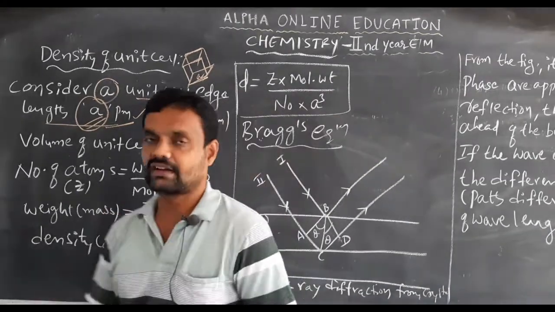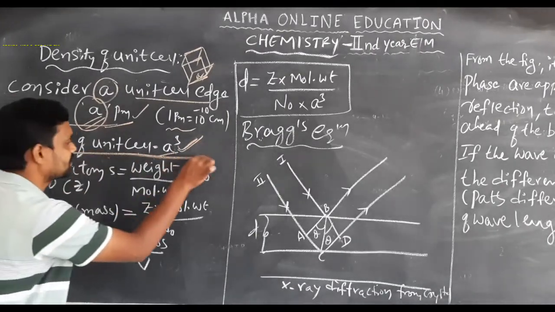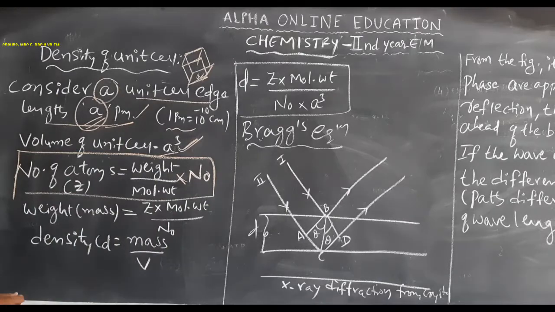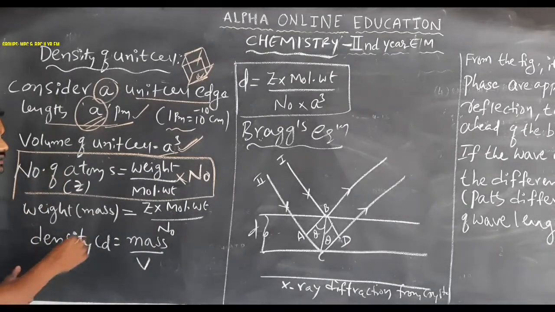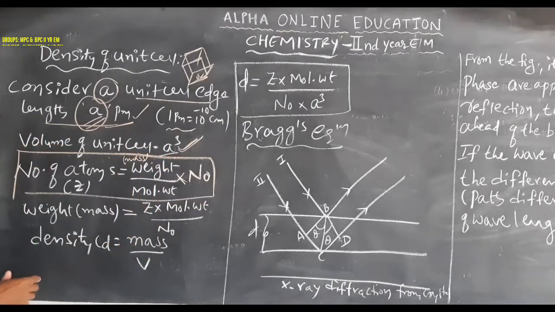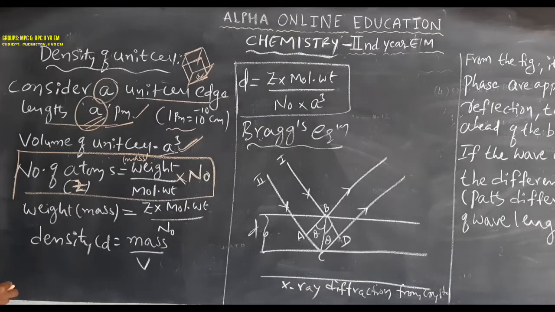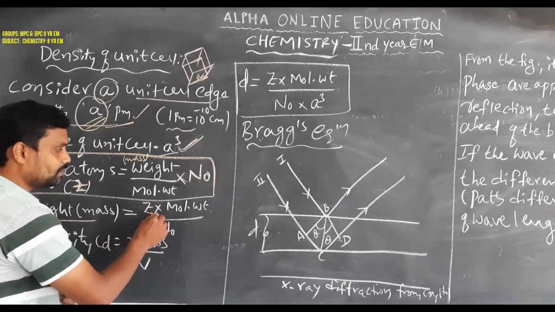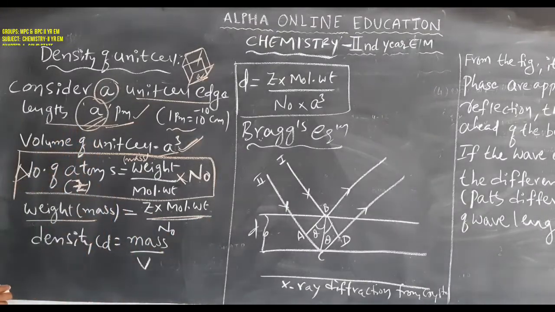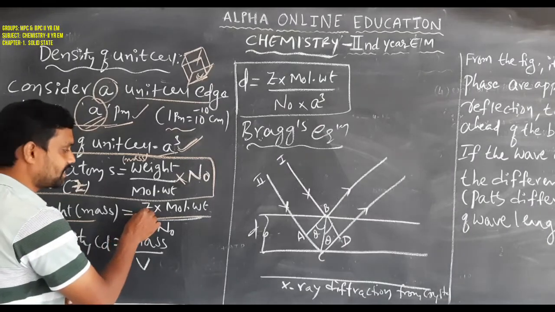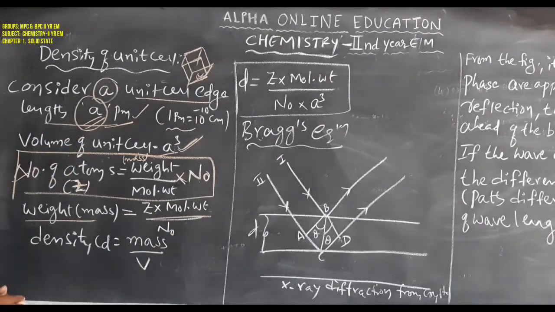Next, the number of atoms. We already know the formula: number of atoms is equal to weight divided by molecular weight, multiplied by Avogadro number N naught. Weight means, from a chemistry point of view, mass. The number of atoms is indicated with capital Z. From this relation, the mass is equal to number of atoms Z into molecular weight divided by Avogadro number N naught.